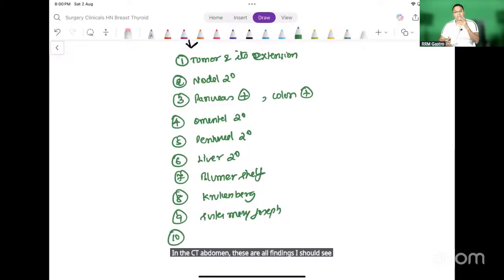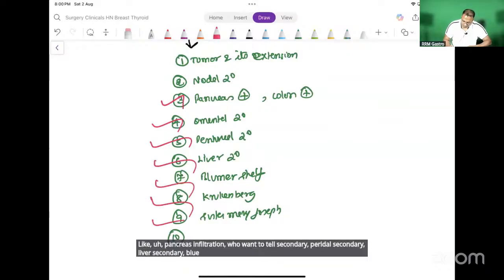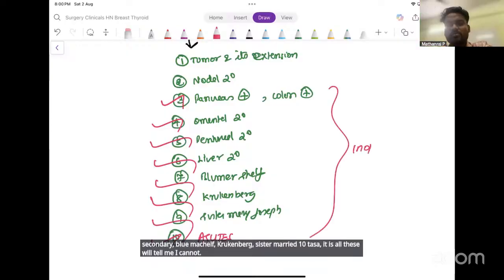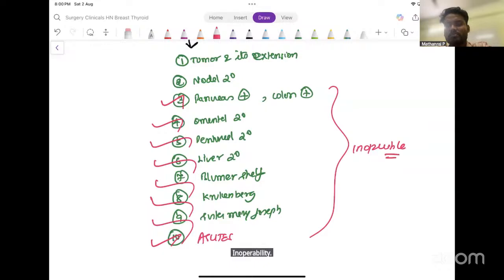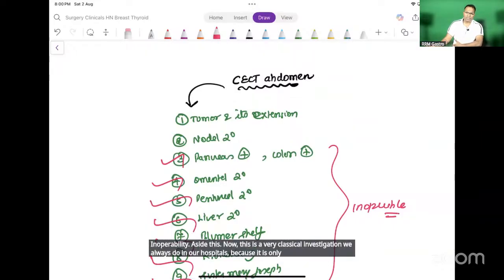All these findings, like pancreas infiltration, omental secondary, peritoneal secondary, liver secondary, Blumer's shelf, Krukenberg, Sister Mary Joseph nodule, and ascites, will tell me I cannot operate on the patient: inoperability. Now, this is a very classical investigation we always do in our hospitals because CT scan is available in all our hospitals, so we will do CT scan abdomen.